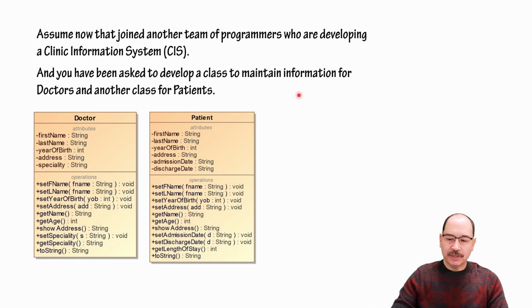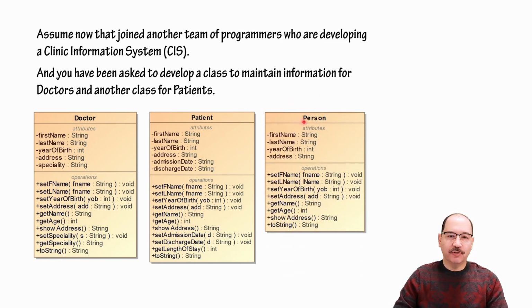Remember, in your previous task you developed a class for a person, and inside this class you also maintain information about the first name, last name, year of birth, and address. Exactly the same thing for the patient and the same thing for the doctor. Same as for the setter and getter methods. You notice that here you did some duplication in the code. This is called duplicate code, and as best practice, as a good programmer, you need to avoid duplicating your code among a number of classes.